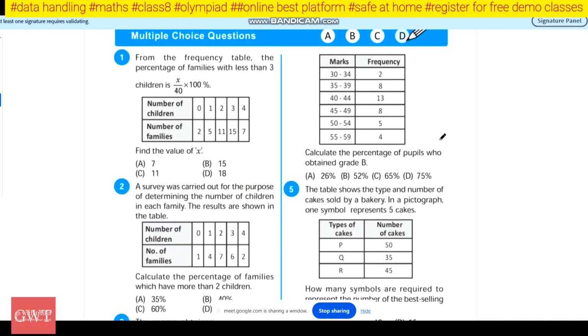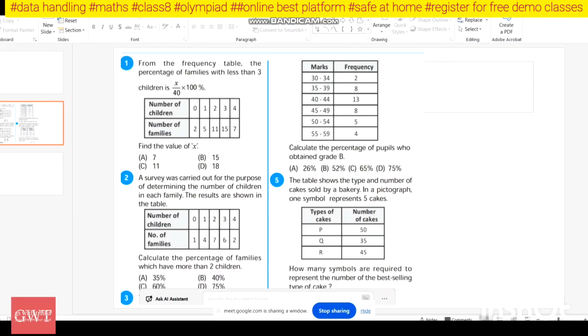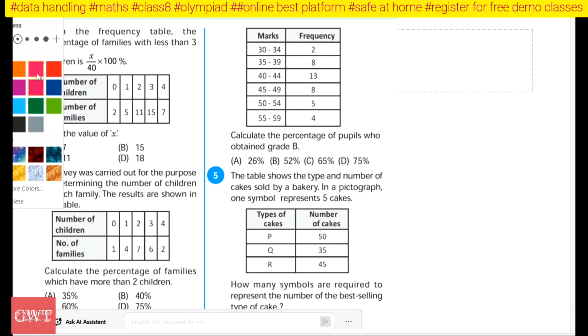Now we will start some questions so that you may understand what I am talking about, or what we will do in this type of data handling question. Now read the first question. From a frequency table, the percentage of families with less than 3 children is this much. Now see, they are talking about less than 3.